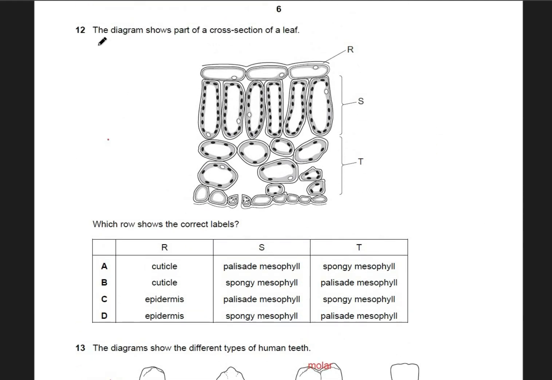Question number 12 says, the diagram shows part of a cross section of a leaf. This is the cuticle, you all should know. And this is the palisade mesophyll layer, because the parallel cells are tightly packed to each other and they're regularly arranged. And the T is the spongy mesophyll layer, because it shows irregularly spaced cells with lots and lots of air spaces. All right. Which row shows the correct labels? I just told you the correct labels. R is a cuticle, S is palisade mesophyll cells, and T is spongy mesophyll cells. So this is going to make the answer A.